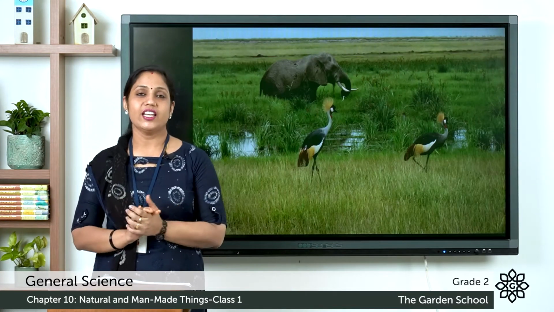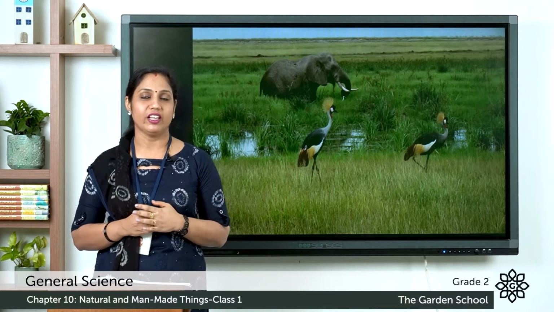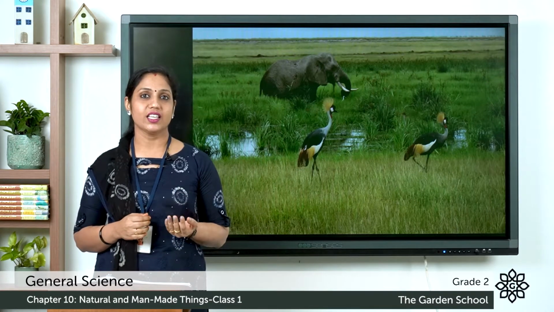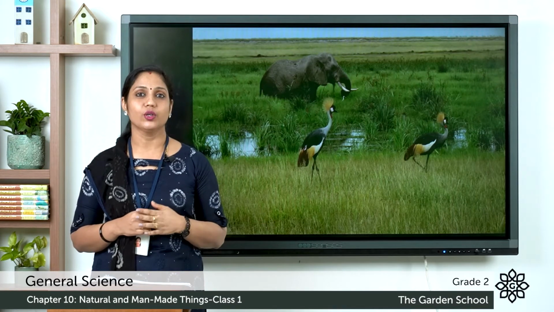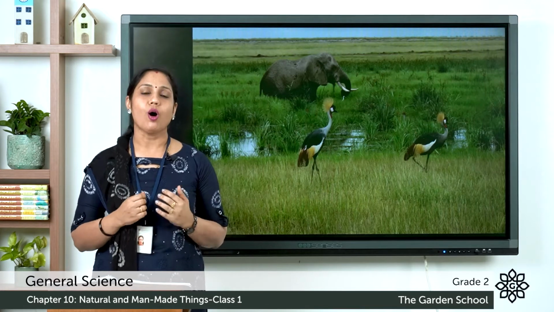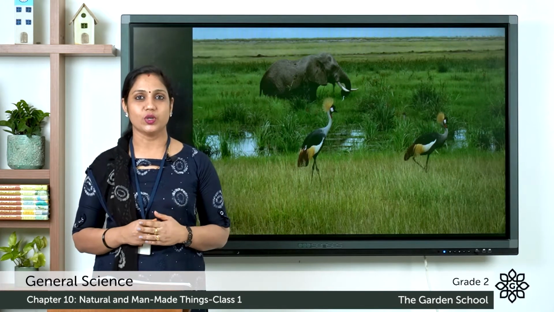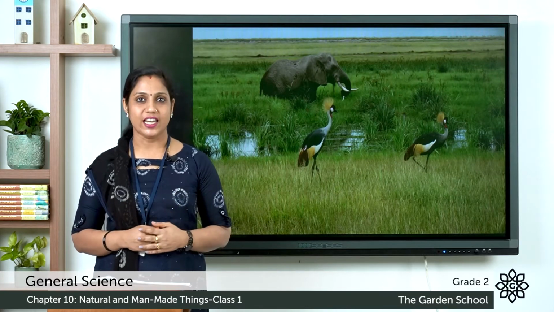All living things are natural things. So what is a living thing? We have already learned what is a living thing. Living things are things that need air to breathe, food to move and grow, and also reproduce young ones. So all living things are natural things. So we can say that animals, plants are all natural things.